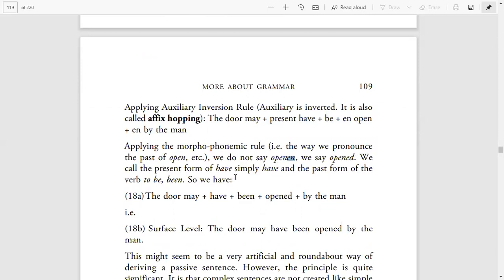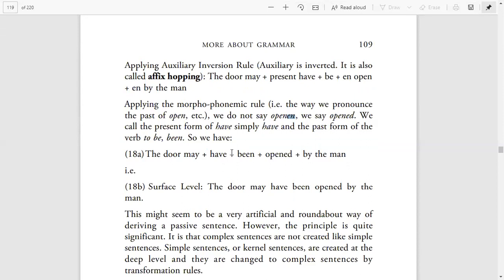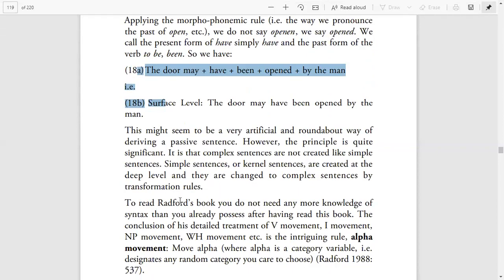We call the present form of have simply have, and the past form of the verb to be, been. So have is the simple or present form of have, and been is the past form of to be. So we have the sentence at the surface level: the door may have been opened by the man. After applying all these rules, we get a new transformed sentence in the form of surface level.